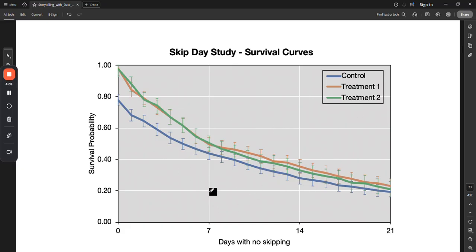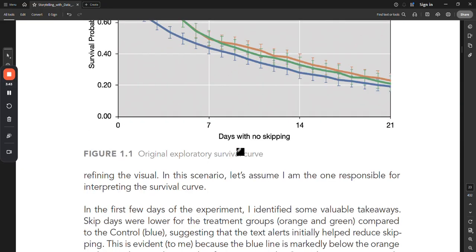And here we have an example of an exploratory graph. So here the analyst is trying to understand how many skip days do users of an app record, and it's broken into the control and the treatment, where the control receives no sort of notification to use the app to record their meals, while the treatment receives some sort of notification. But the point here is you see how this graph looks.